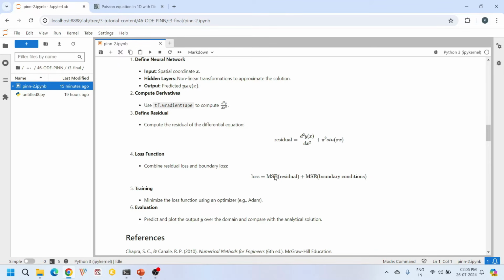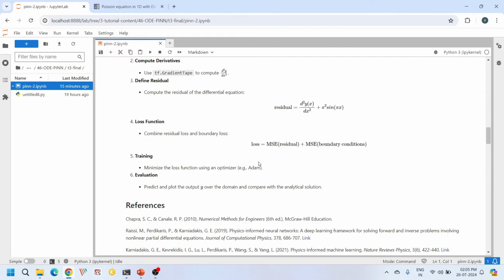And next, we evaluate the total loss. Total loss is evaluated as the sum of the squares of the residual plus the squares of this boundary condition. So this gives us the total loss. And in this tutorial, we are choosing an Adam optimizer to minimize this loss. And in the end, we use this neural network for predictions and we compare the obtained solution with the analytical solution.